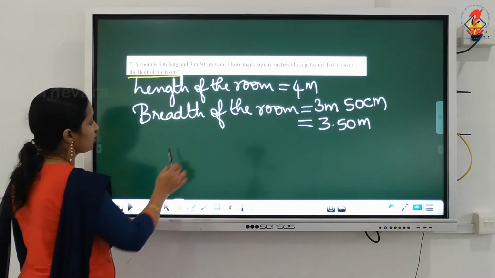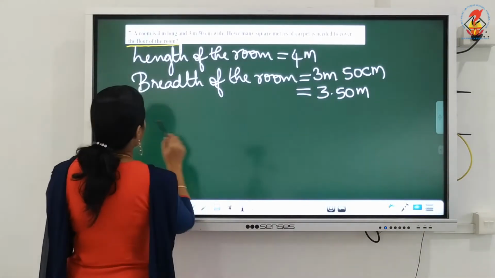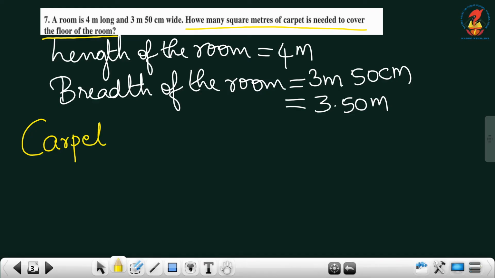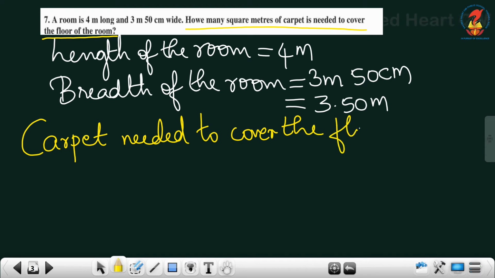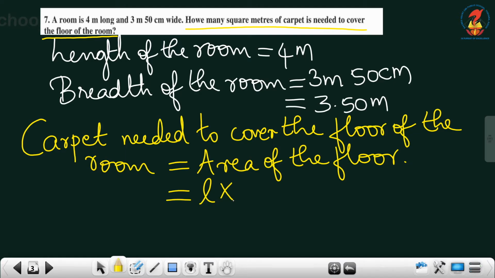So what can you write here children? Carpet needed to cover the floor of the room, same as area of the floor. That's equal to, how will we find the area? Length into breadth. So how will we find the area? Length into breadth. What is the length here?